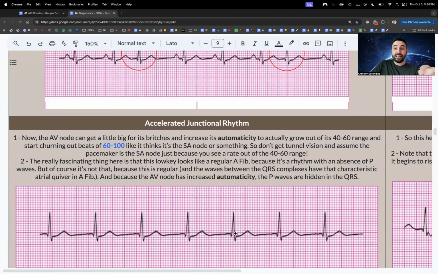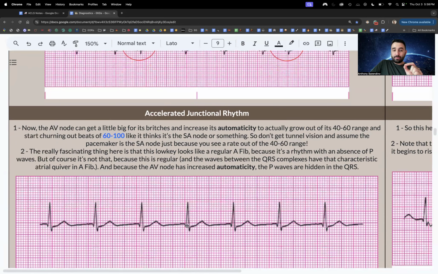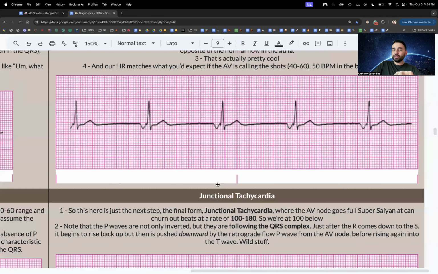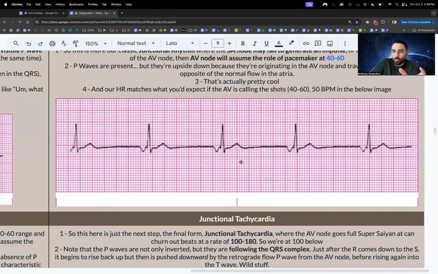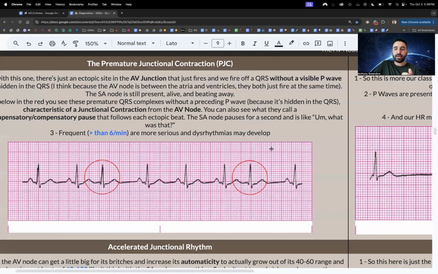You're going to see this. Now we get that same thing where the P waves are not visible. This is just a slower rate overall. So we see the dipped P waves. This PJC rhythm happens to be faster as a baseline, which is why we're not seeing that.